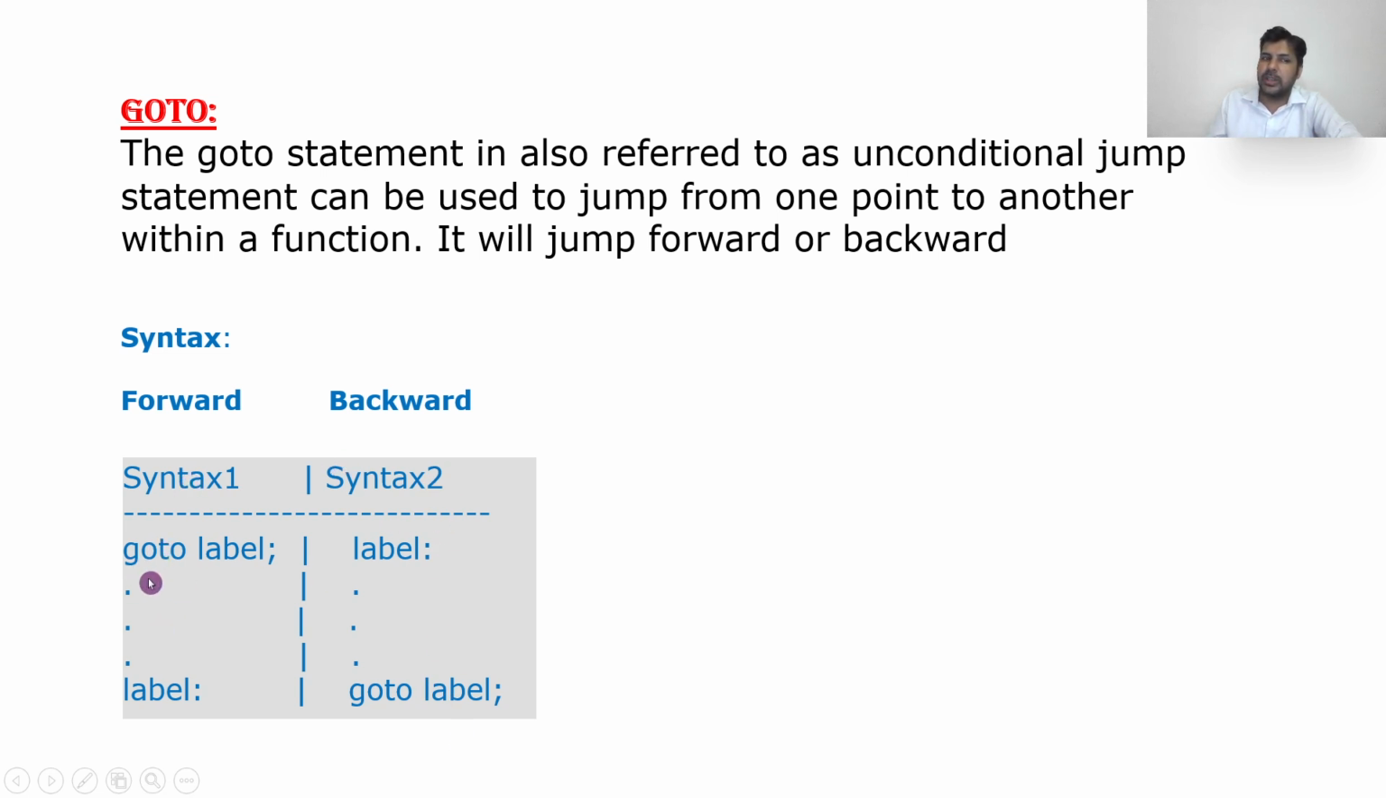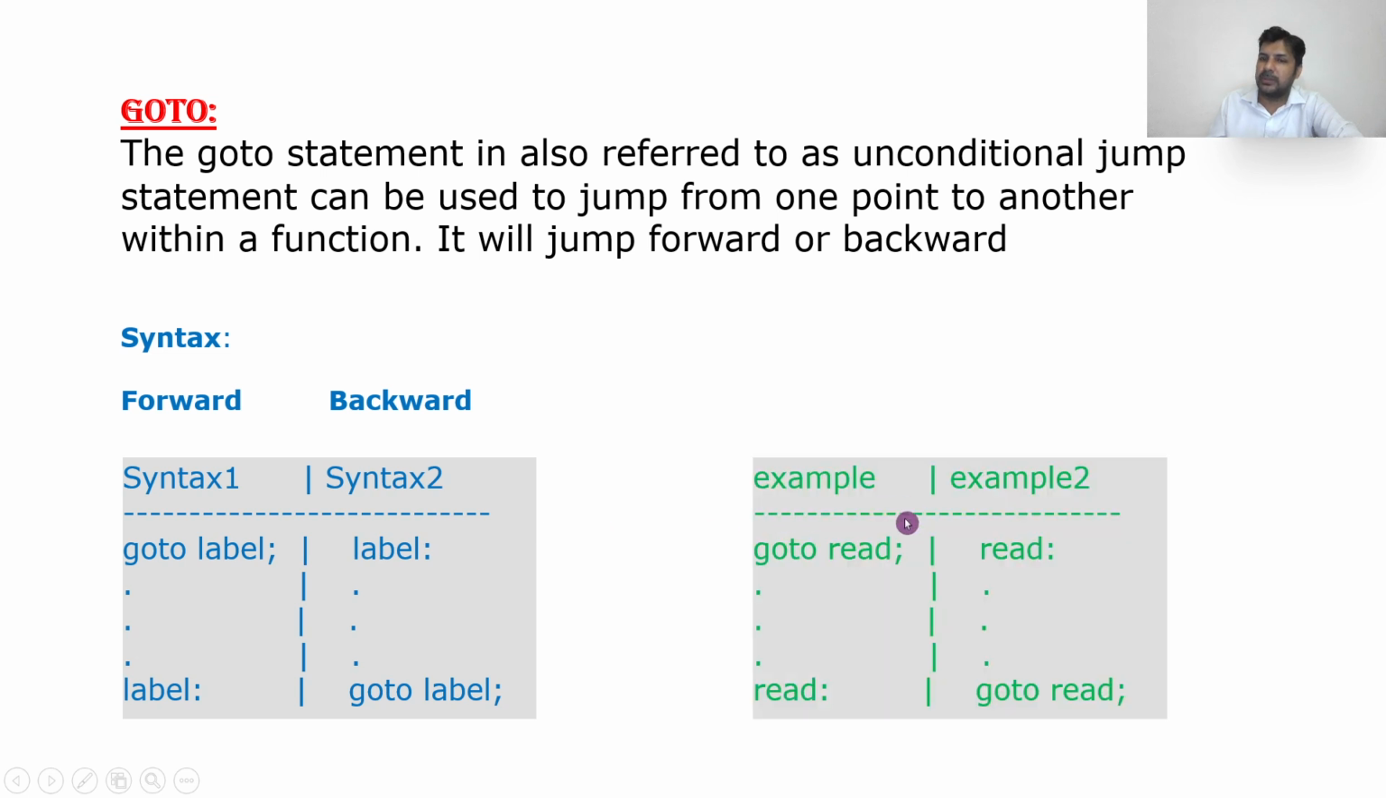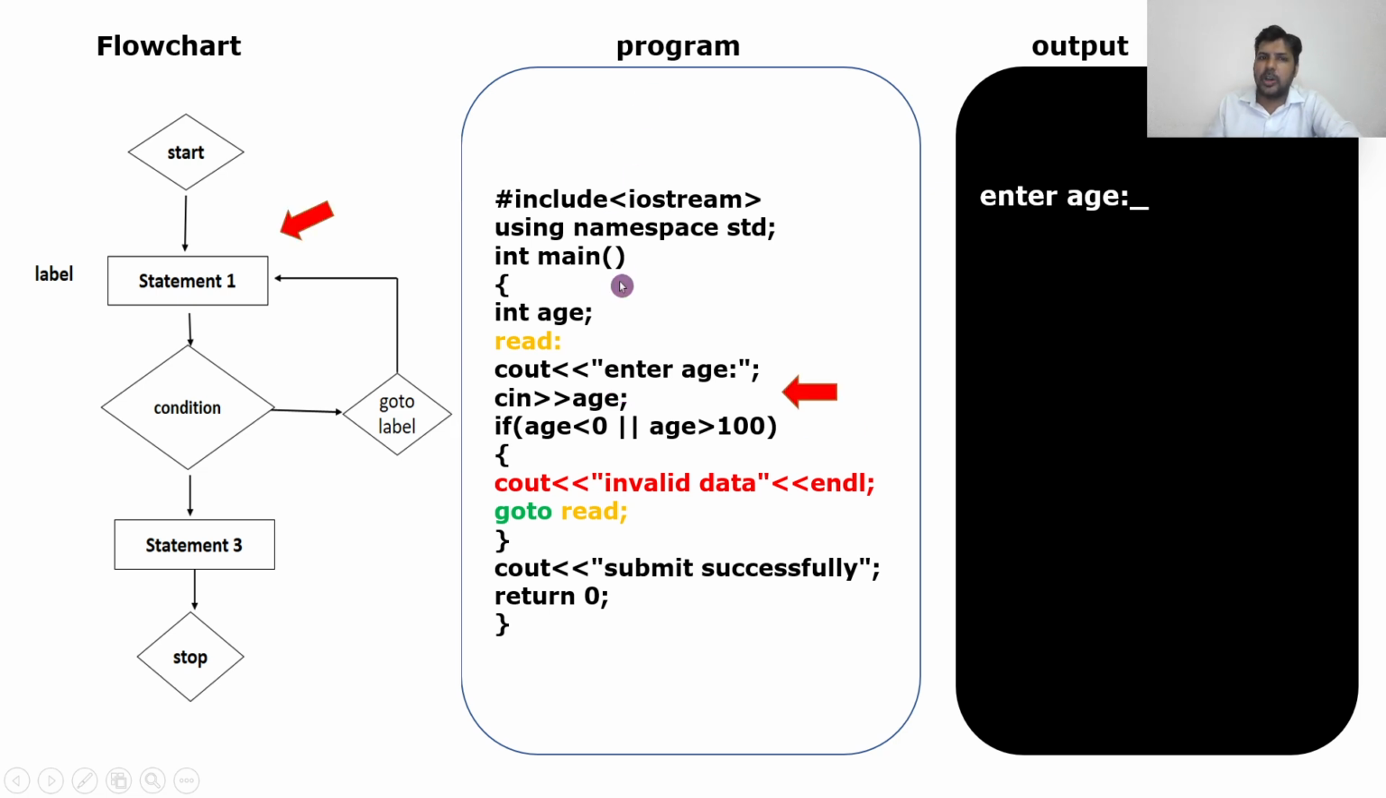So in a forward jump, what happens? The label will be after the goto. In a backward jump, the label will be before the goto, right? For example, see, goto read is here. So in a backward jump, we write read first, then we write a goto. Let me explain the program so you can understand easily. I have taken a small program. You can see here I have written read, and here I have written goto read. So this is a backward jump. Whenever goto read comes, it will jump to read.